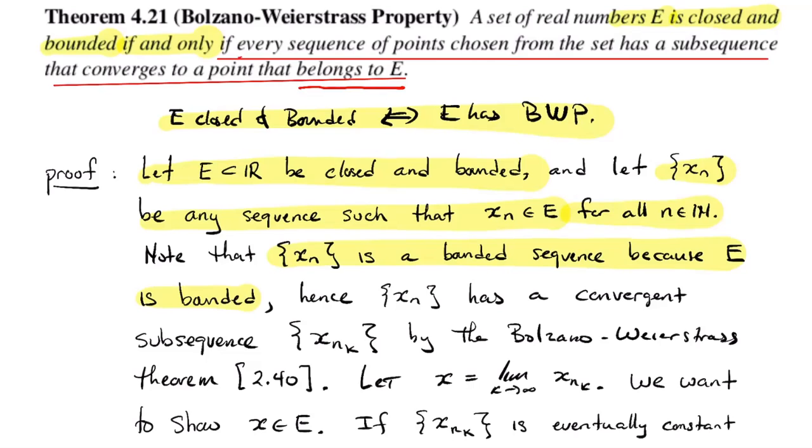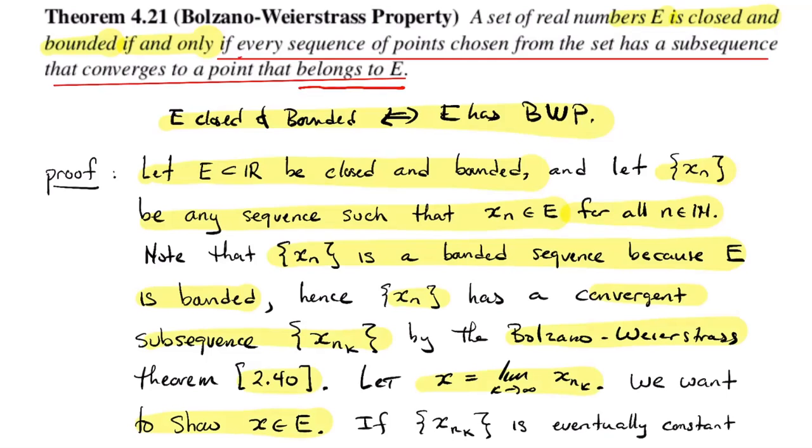So I am going to use the Bolzano-Weierstrass theorem from chapter 2. This sequence has some convergent subsequence. I'm going to call it x sub n sub k. That's what the Bolzano-Weierstrass theorem says: every bounded sequence of real numbers has a convergent subsequence. And I'm going to name its limit. Let's call its limit x. So x sub n sub k converges to x as k goes to infinity. Our goal is to show that x is in E.